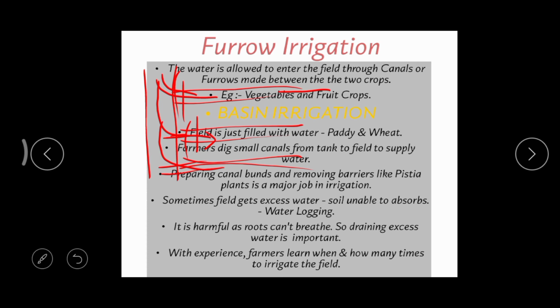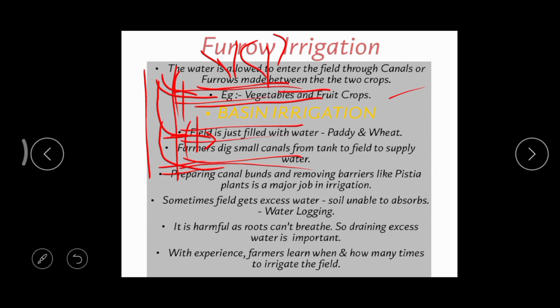And generally for which crops do we use this method? We use furrow irrigation for different types of vegetables and also for fruit crops. Here this is a furrow, and inside this furrow water is flowing, and the plants can be seen like this. Is the water in contact with the plant? No, the plant is somewhere and the water is somewhere. There is no contact between water and plant, so that irrigation is called furrow irrigation.